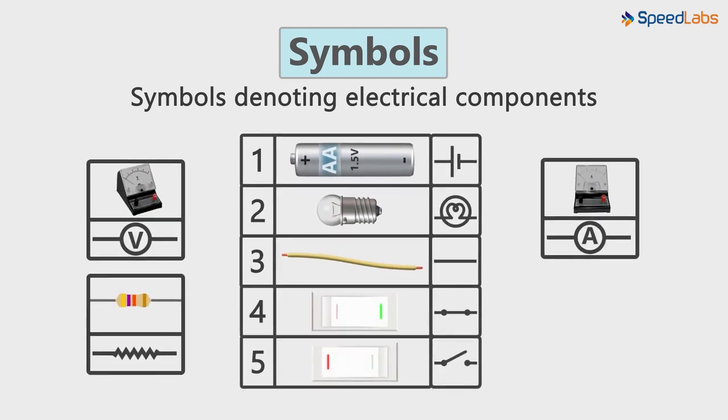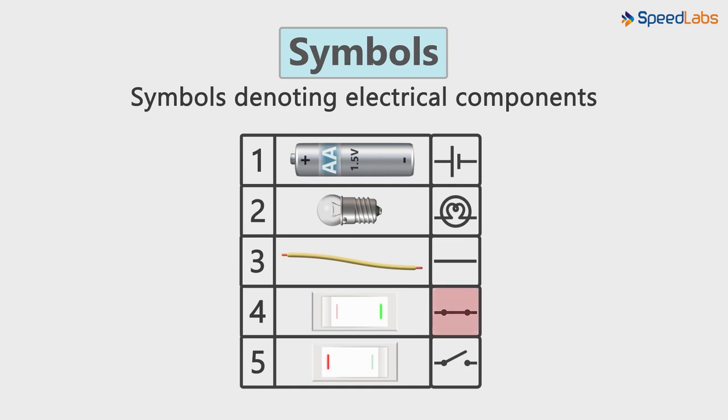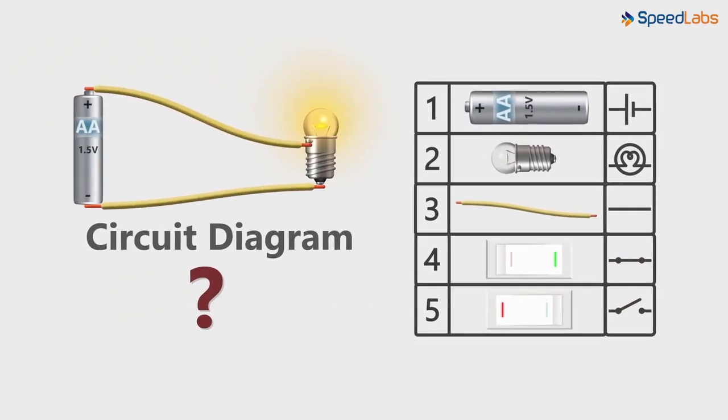Here are a few more common electrical components and their symbols. You will learn about these devices in your higher grades. Notice the symbol used to denote an electrical switch. In fact, there are two symbols for the switch. This one is for the switch when it's on and the appliance is working, while this one is for the switch when it's off.